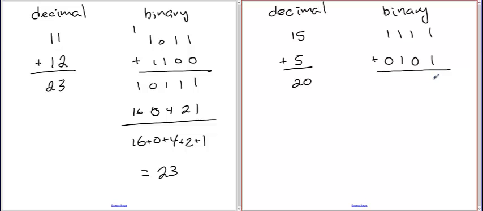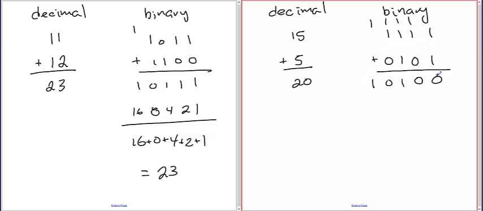So 1 plus 1 is 0. Carry 1. 1 plus 1 is 0. Carry 1. 1 plus 1 plus 1. Okay, that's a new situation. So 1 plus 1 is 0. 1 plus 1 plus 1 is 1. Carry 1. And 1 plus 1 is, and plus 0 is 0. Carry 1. Okay, so let's do that one again.